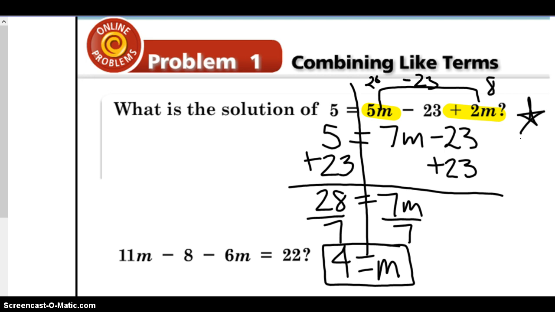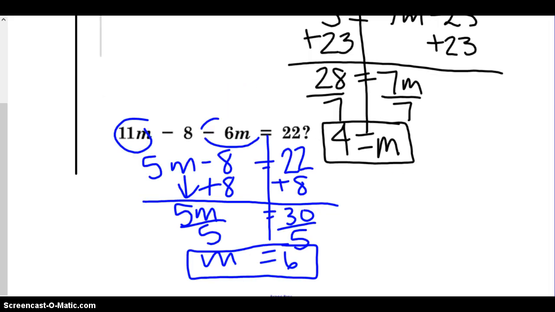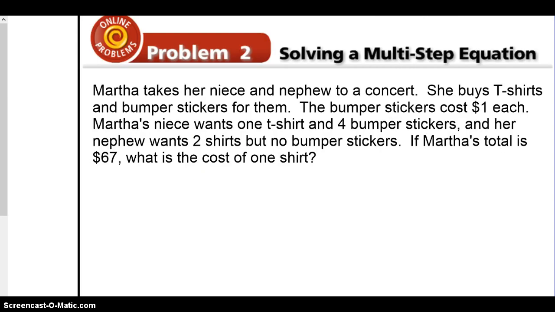So I want you to push pause, and I want you to answer this one down here: 11m minus 8 minus 6m equals 22. When I did that one, I got 6. So look through my work. If you did not get 6, follow through what I did and figure out what happened. My guess is it's right here with this minus. But just check and see. If you need to pause, totally cool, do that. And then hop on to the next one.